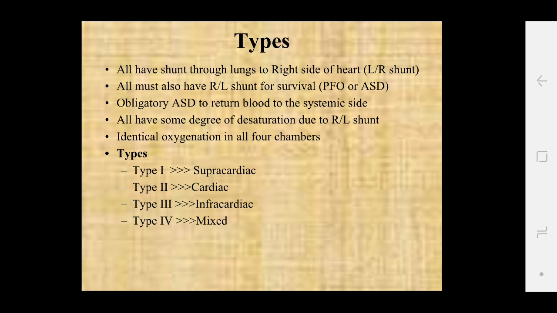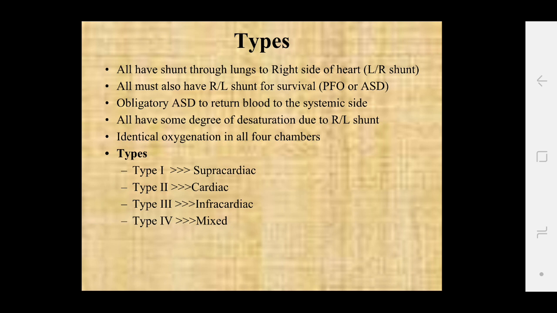All types of total anomalous pulmonary venous return are considered left to right shunt. Whatever the type, it is left to right at the end. It behaves hemodynamically like a left to right shunt, so there is volume load on the right side. And all types should have an obligatory right to left shunt across the atrial level, and this is needed for survival.